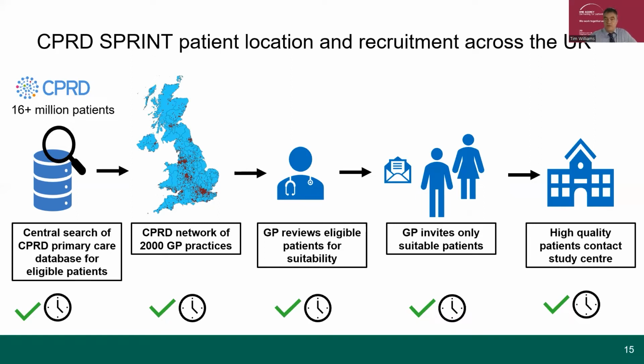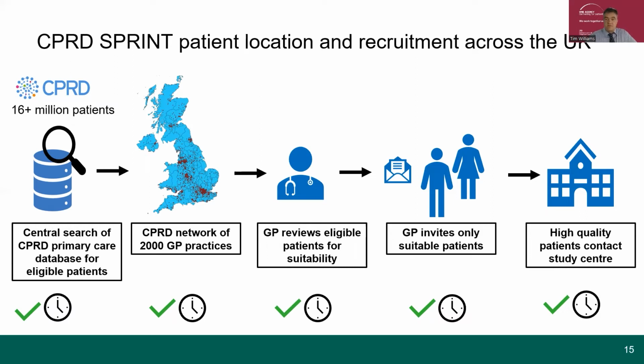If we then have some particular sites, we can narrow that down to the practices which are close to those sites, within, say, 10, 20 miles or something, so that we've got an available population as well.